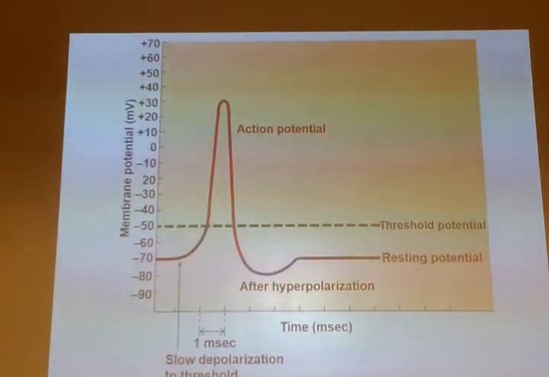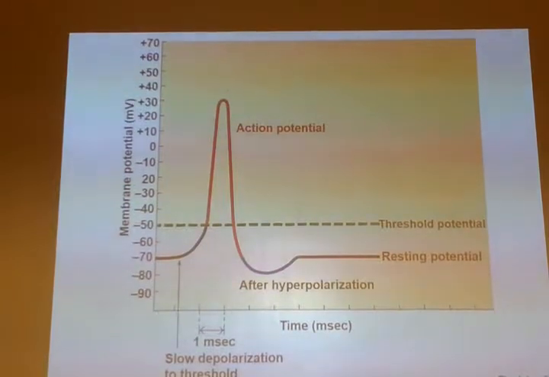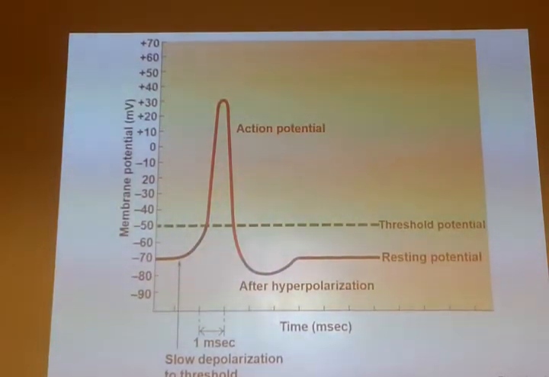So the distance to the threshold has essentially been increased by minus 70 millivolts. So you have to get a plus 10 millivolts more positive charge in there to get to threshold than normal.